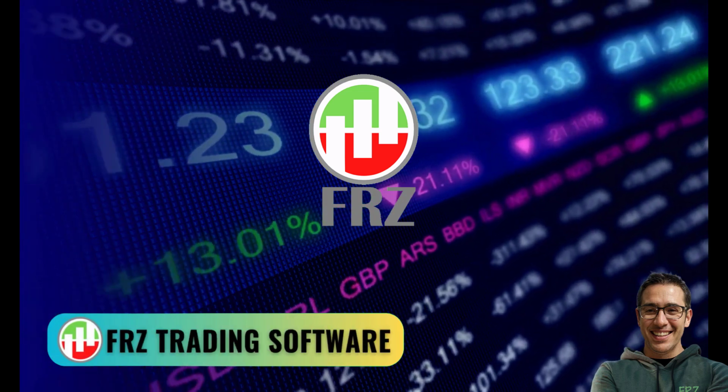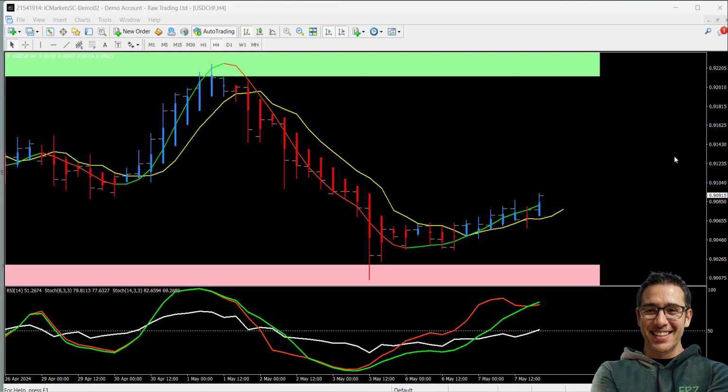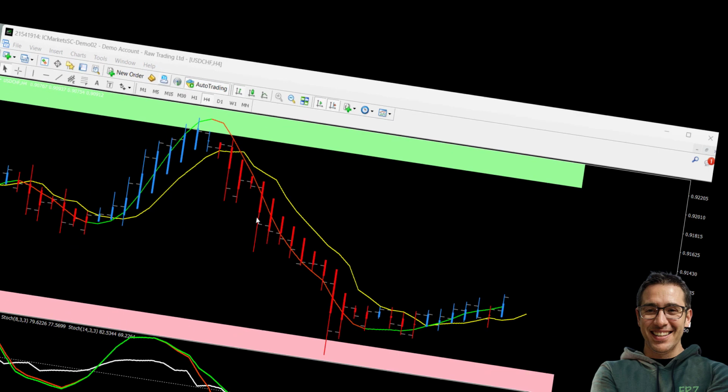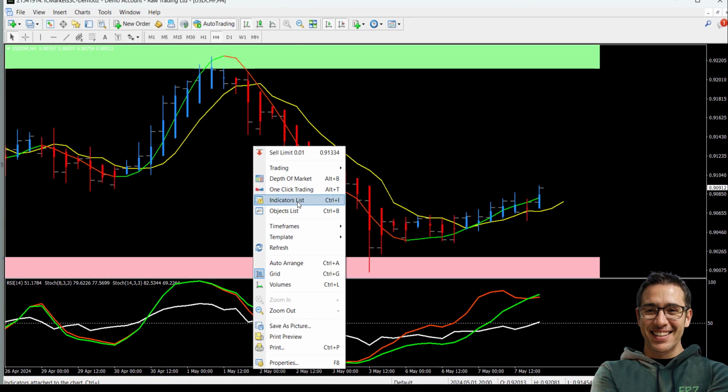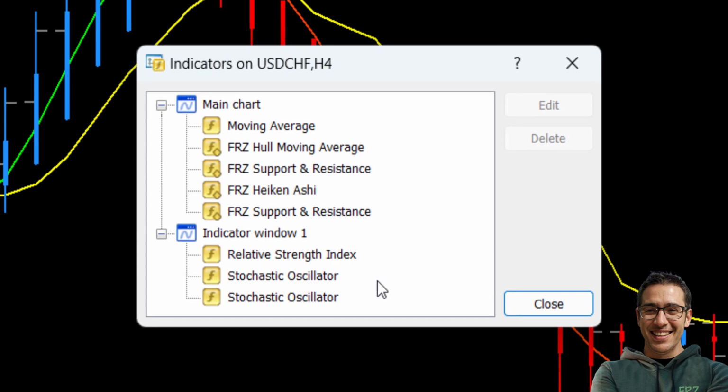Today, we're going to introduce you to a free manual swing trading system that can be used to trade on H4 or daily timeframes on any pair on MetaTrader 4. The trading system aims to identify the market swings at the initial stages with the support of several technical indicators such as stochastic, RSI, EMA, HMA, and Heikin Ashi candles.